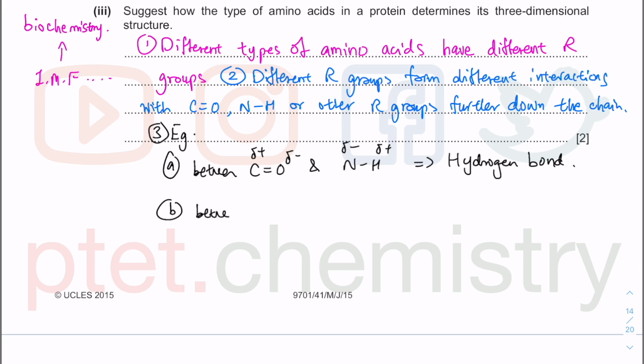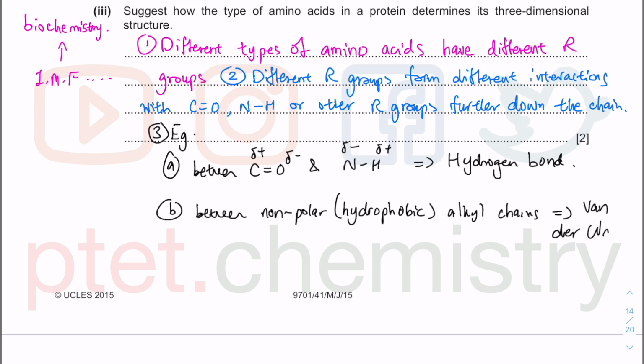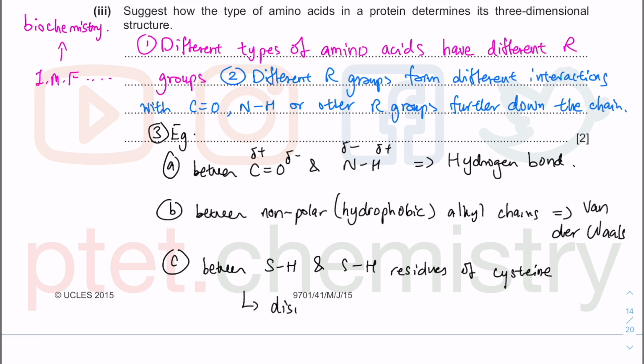You can have between the non-polar, hydrophobic alkyl chains, hydrophobic meaning they don't dissolve in water because they're non-polar. So what you get is just the London dispersion forces, which is just van der Waals. What else can you have? I guess the hydrogen bond is just a strong version of permanent dipoles, right? You could also have between the SH and the SH residue of cysteine. The biology student would know what I'm talking about. This is the one that will give you the disulfide bond.